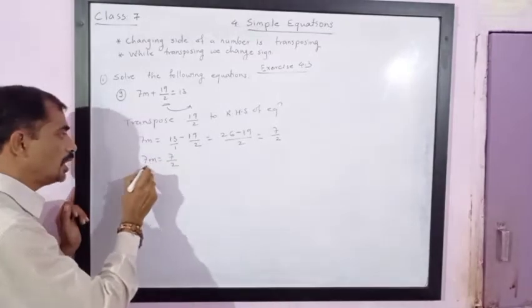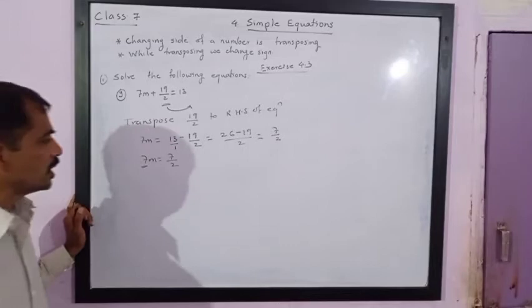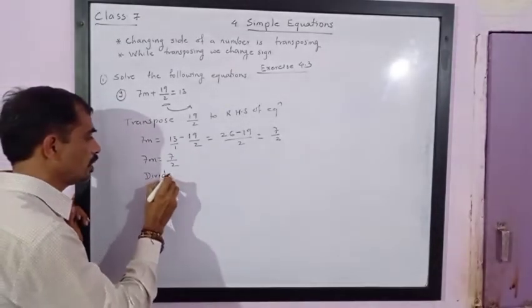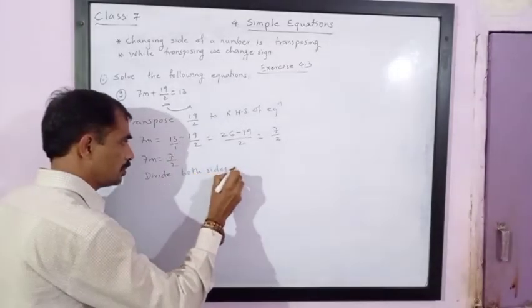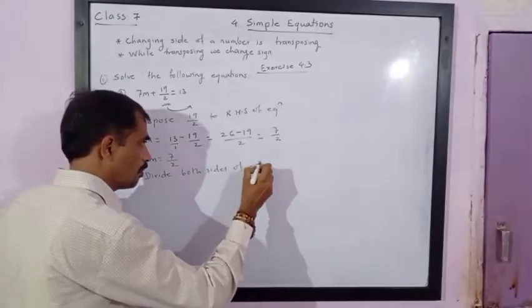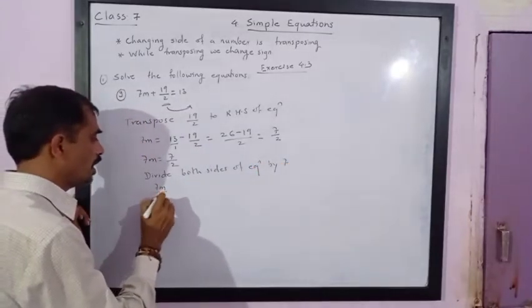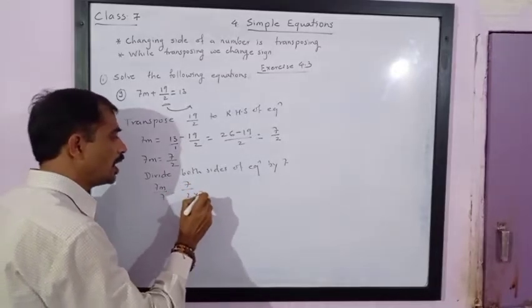Now we have to eliminate 7. Here 7 is multiplying, so we need to do the opposite operation. So opposite operation is division. Divide both sides of the equation by 7. So we'll get 7m upon 7 is equal to 7 upon 2 divided by 7.